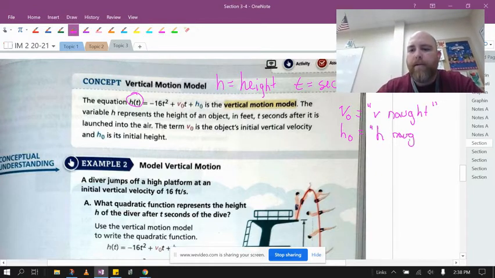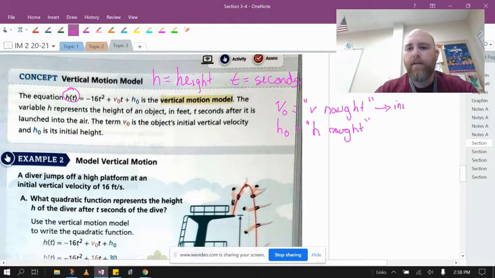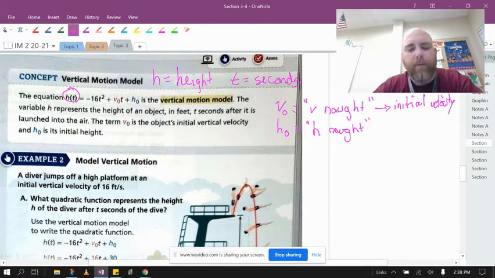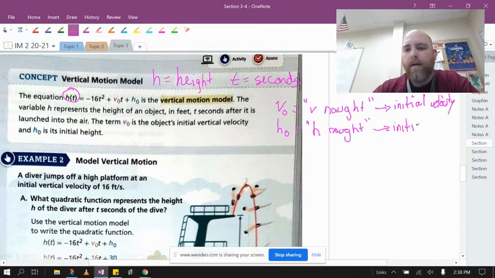Again, same type of thing. So what they are, v naught is the initial velocity. All that means is how fast you're going when you start. And they'll give you that, you just kind of plug it in. h naught is the initial height.